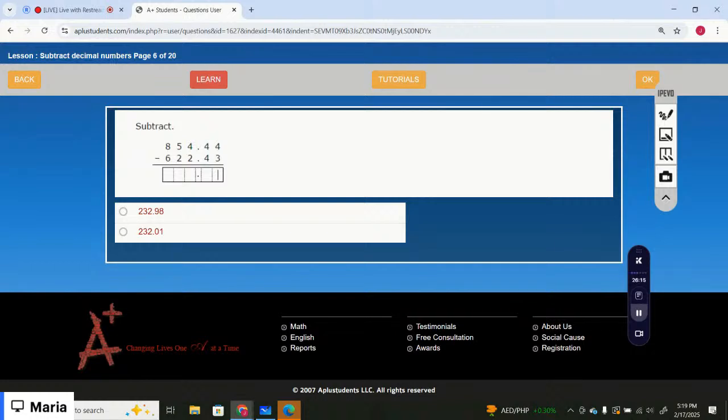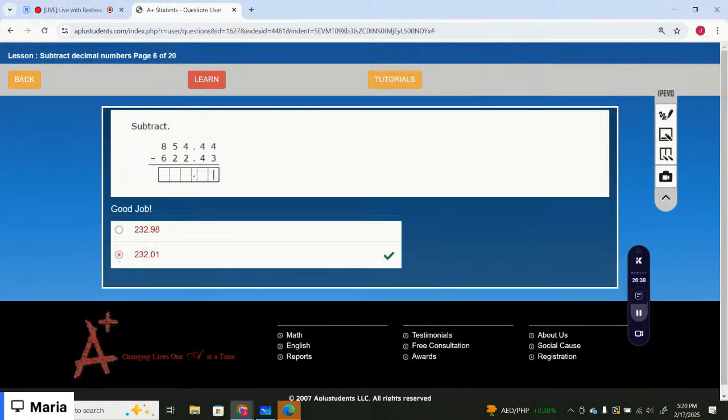854.44 take away 622.43, which is the correct option? Option number 2 is the correct option, that is 232.01. Very good.